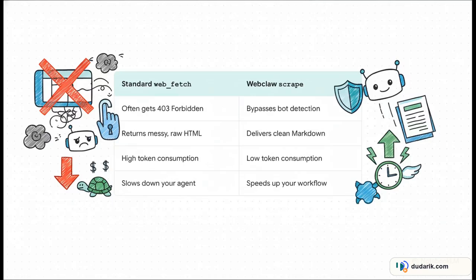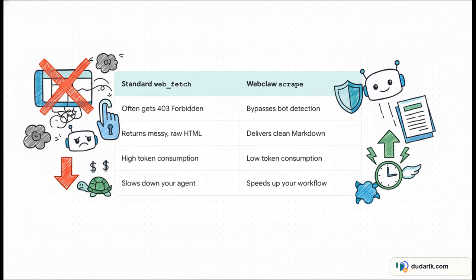This comparison just lays it all out so perfectly. On the left, that's the old way, the standard approach. You're getting blocked left and right, and even when you get through, you get this fire hose of raw HTML. Nav bars, ads, scripts, all the junk. This mess eats up your AI's processing power, its tokens, which costs you real money and just slows everything down to a crawl.